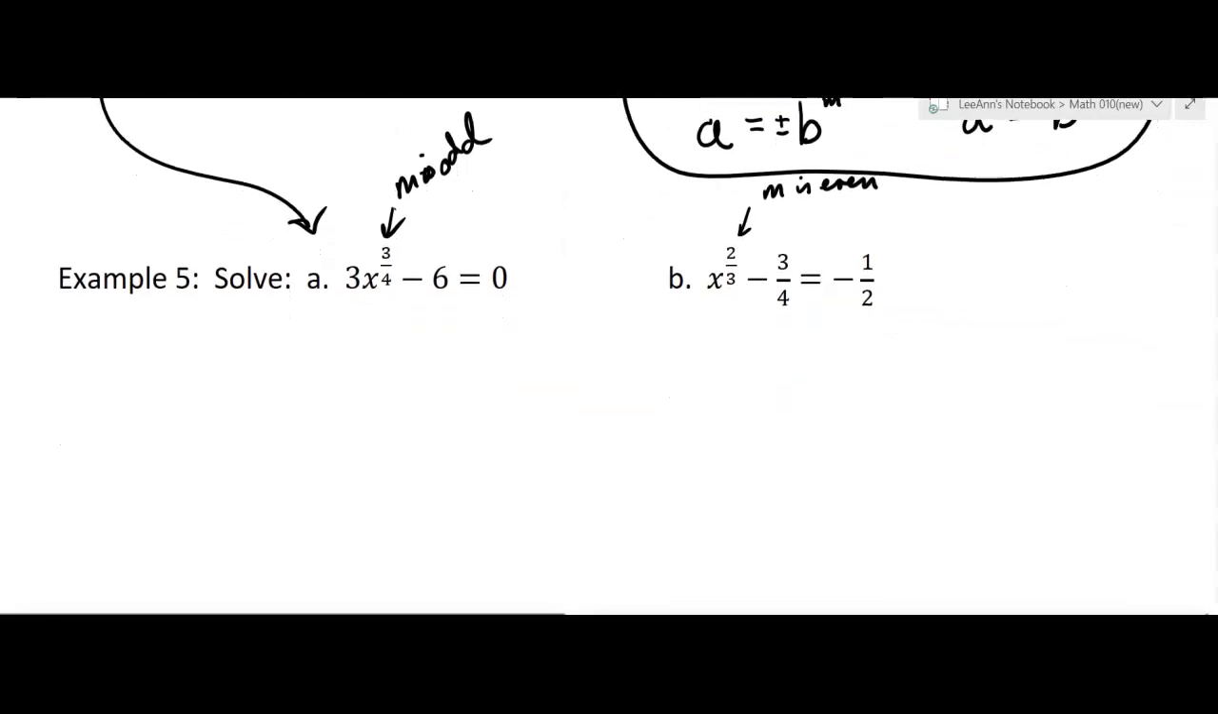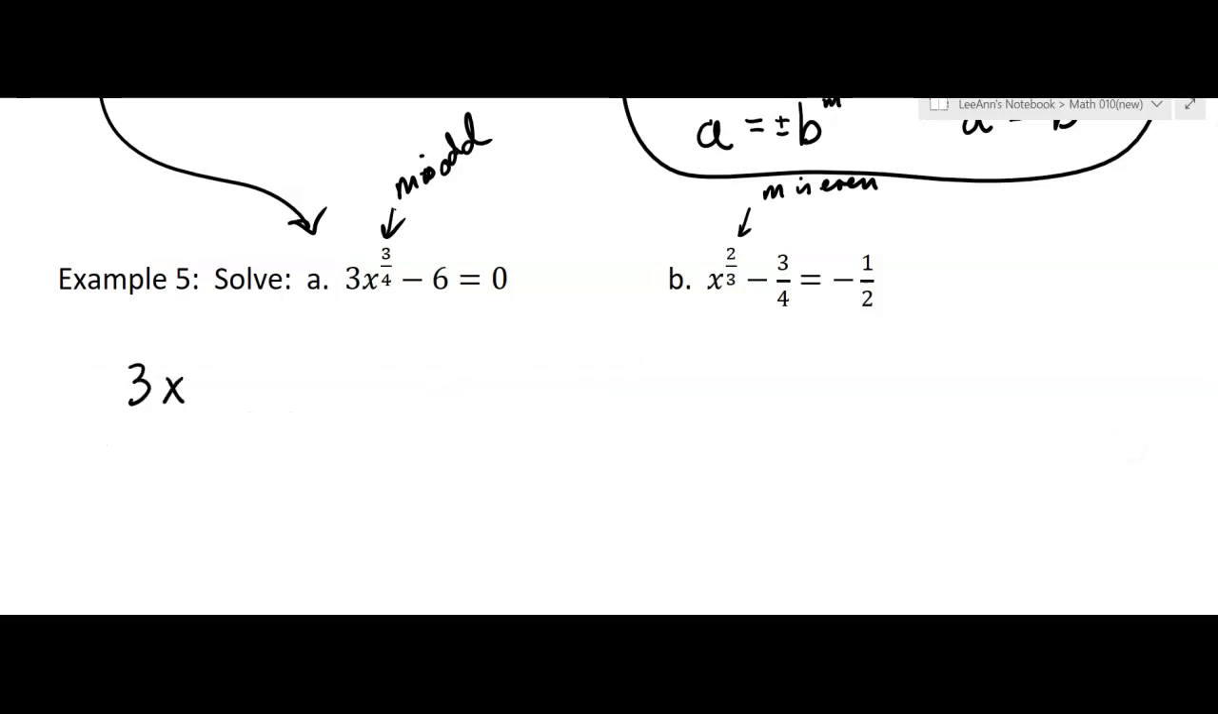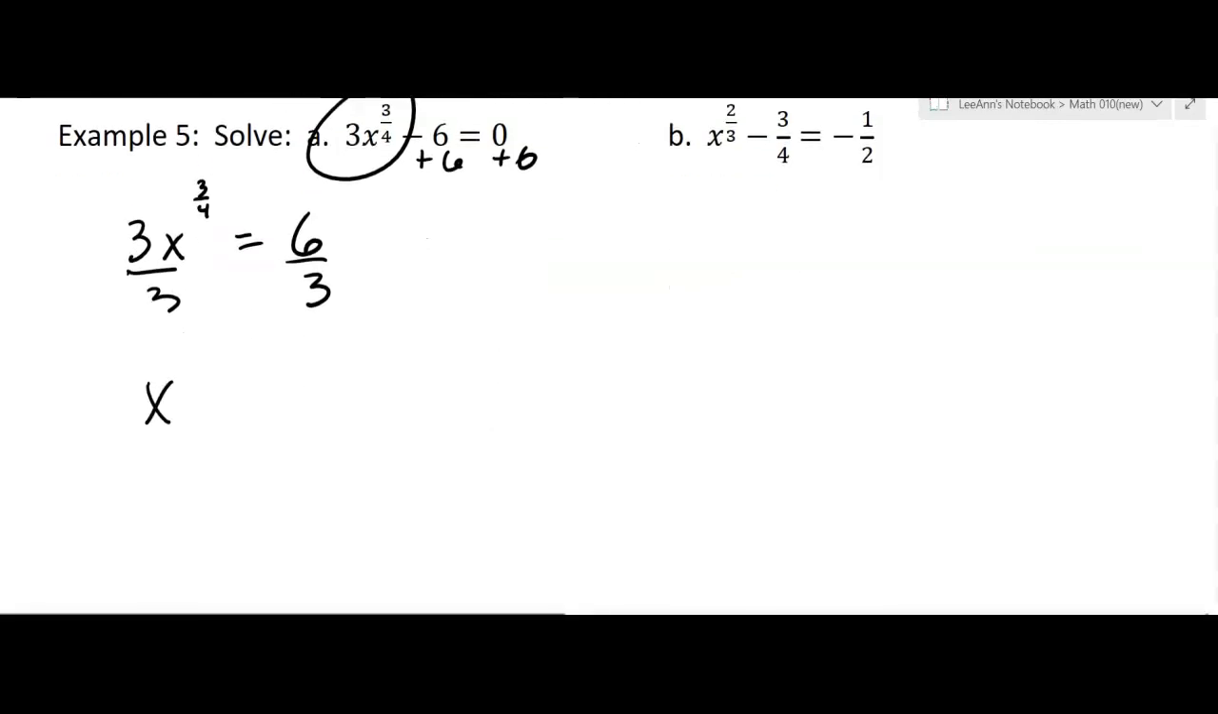Okay, now let's go ahead and solve these problems. All right, so we've got 3x to the 3/4. I'm going to add the 6. You still want to get this part by itself, so equals 6. Then I'm going to divide both sides by 3, so probably not too shocking so far. And I get x to the 3/4 equals 2. Now what do I want to do? I want to raise both sides to a power. We decided that m was odd, so we don't need the plus or minus. And it'll be the reciprocal of that exponent. So I'm going to raise both sides to the 4/3.